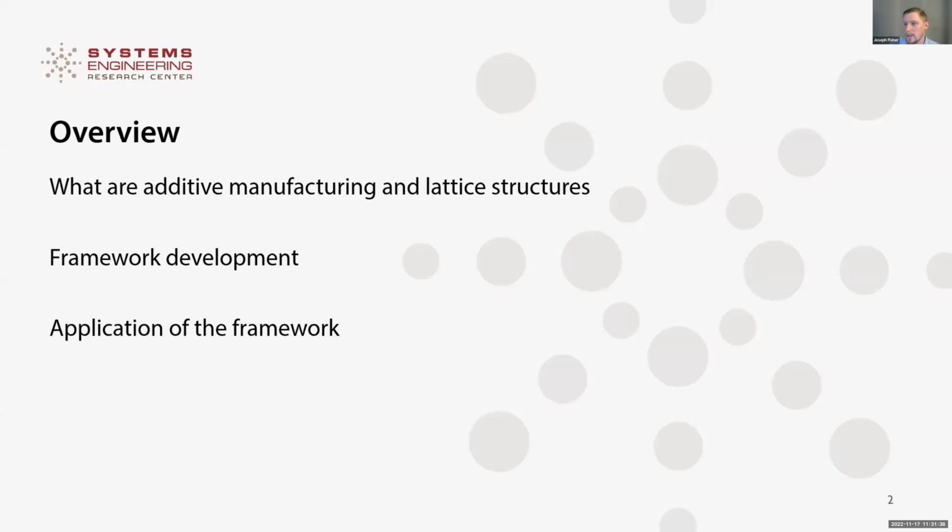So in this presentation, we're going to go through three main sections. We're going to talk about what additive manufacturing and these lattice structures are, some of the steps of the development of the framework, and then talk through the steps. And then we're going to apply the framework to a simple application so that we can give you an idea of what it is that this framework actually does.